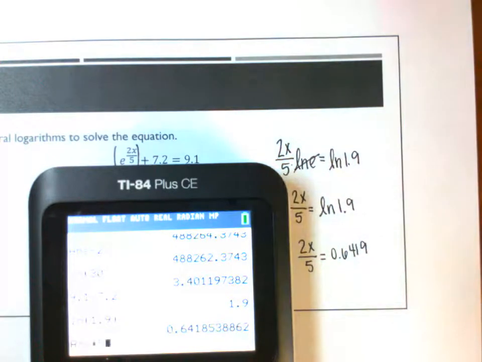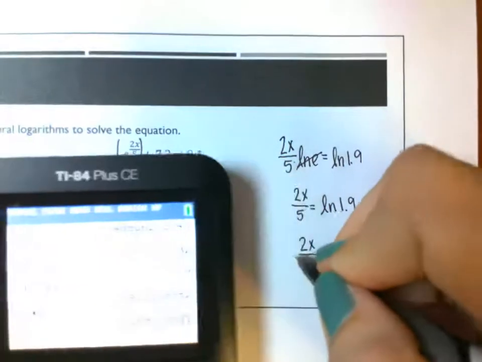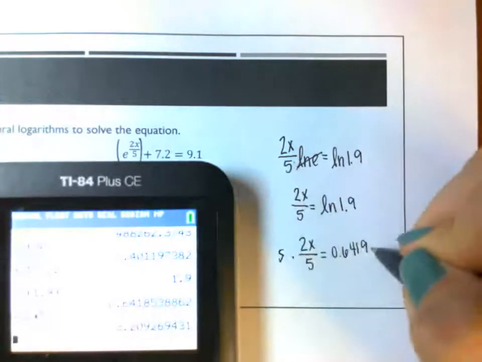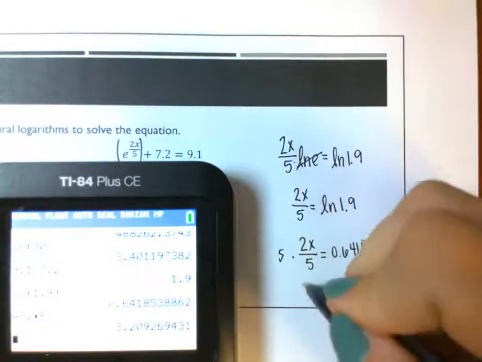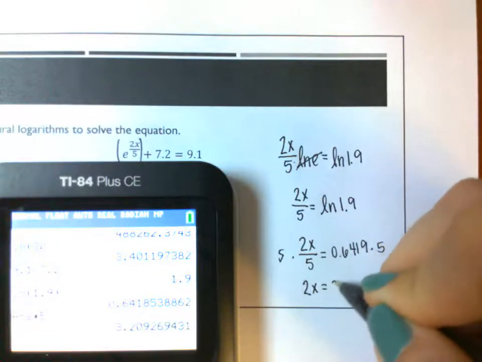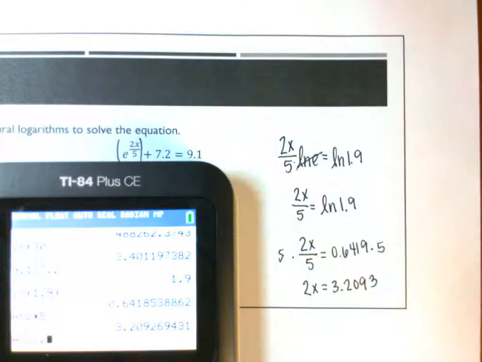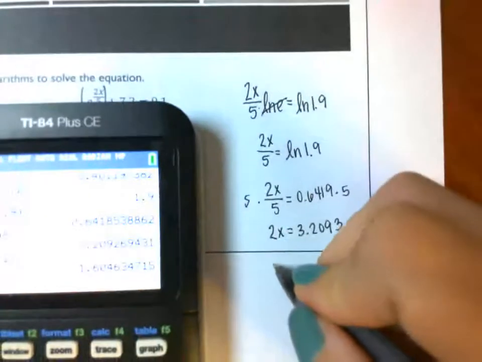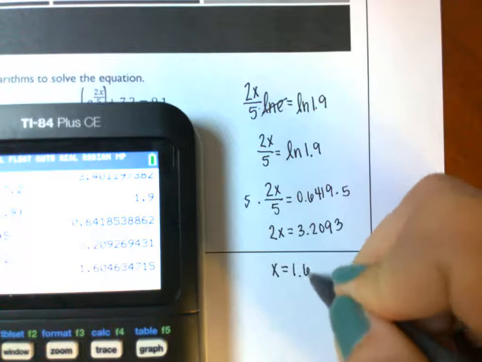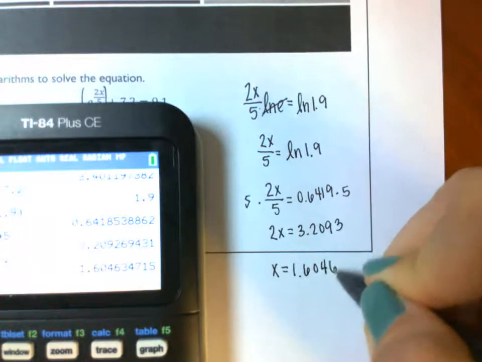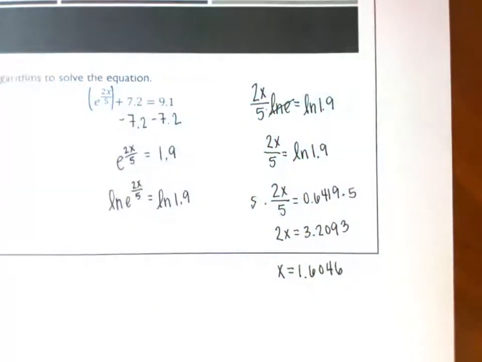Then multiply both sides by 5. And I get this. And then divide by 2. So I would end up with x equals 1.6046. So it's just a continuation of what we did in the last lesson, but using these special values of e and ln. So if you have any questions about this, let me know, and we'll keep practicing together.